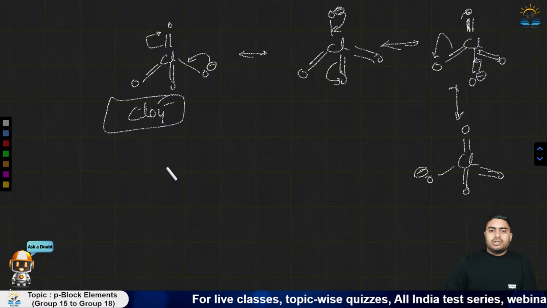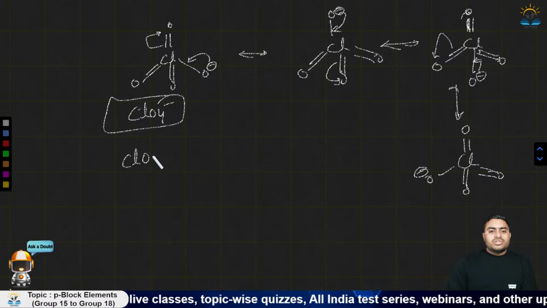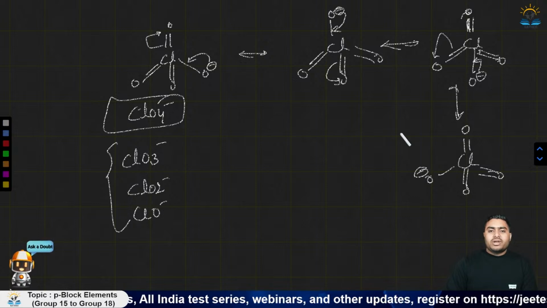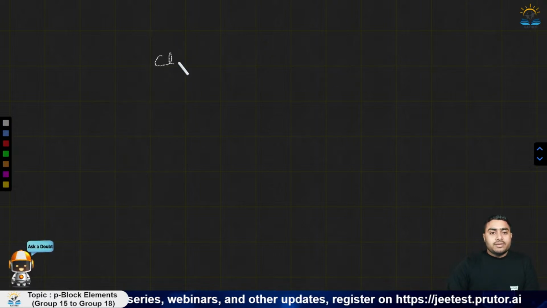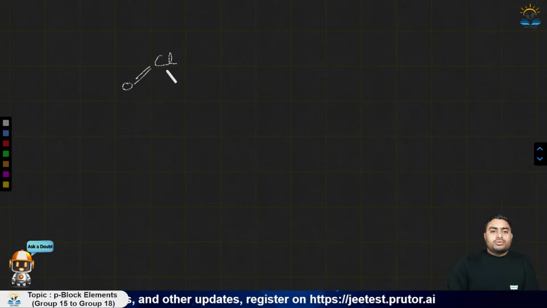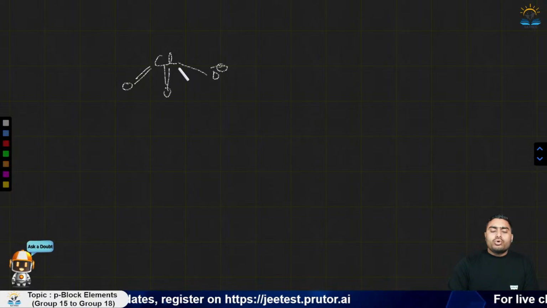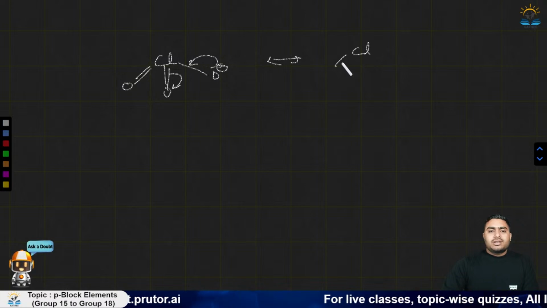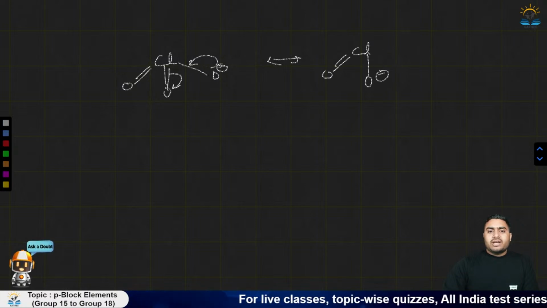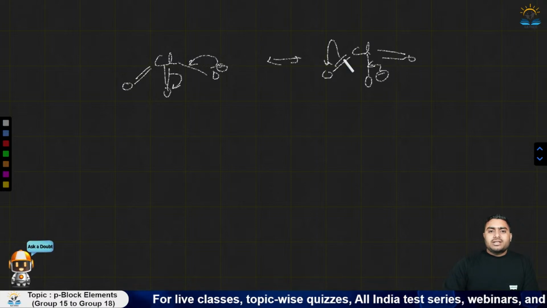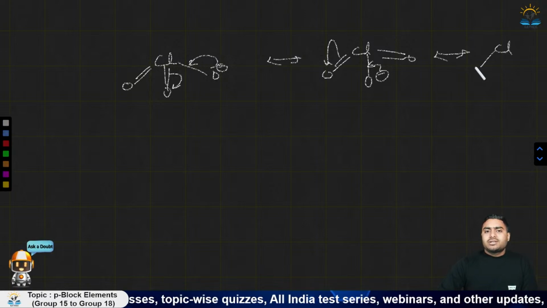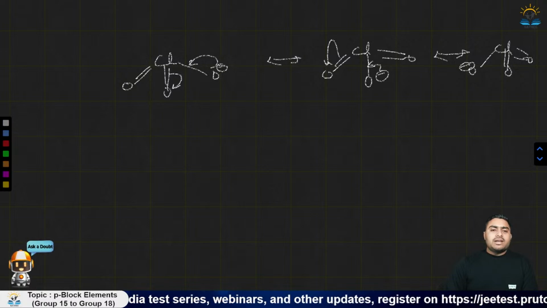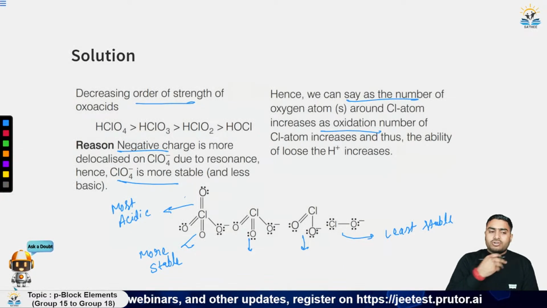Similarly, you can draw for ClO3 negative, ClO2 negative, and ClO negative. If I want to draw for ClO3 negative, so Cl, then double bond O, double bond O, O negative. This is Cl. So it can go here, it can come here. So Cl double bond O, single bond O negative, double bond O. Then this and this. Then you can see here Cl, single bond O negative, double bond O, and double bond O, like this. So you can draw the structures for the rest.